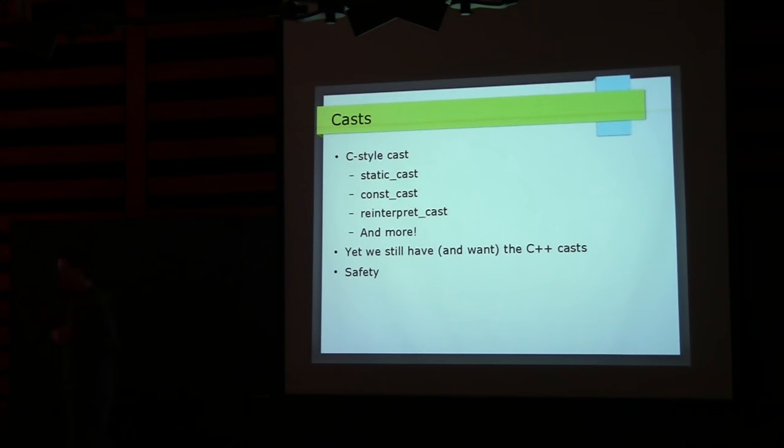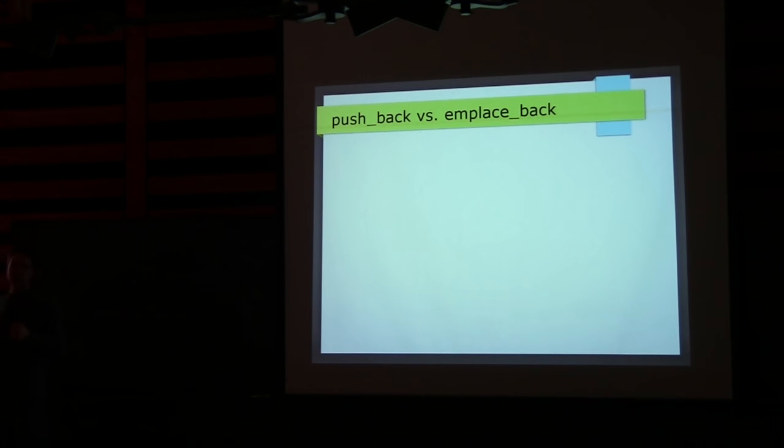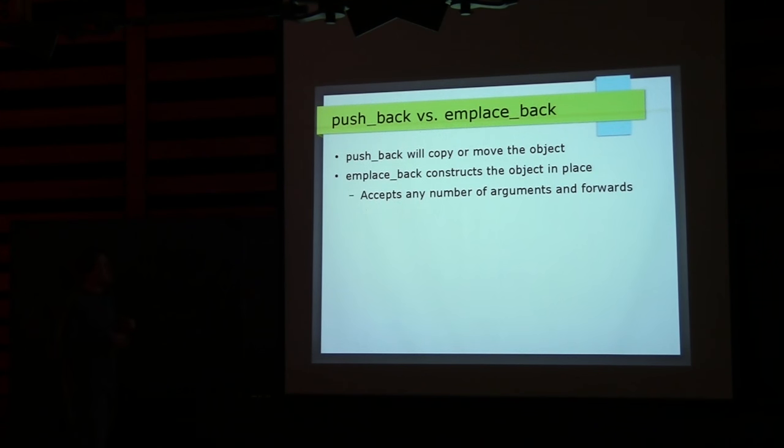So pushback and emplaceback have a colorful history since C++11. I have read a lot of advice when C++11 first came out of prefer emplacement to insertion, prefer emplaceback to pushback. And recently people have started to question that advice. Now the general idea is that pushback will copy or move your object, and emplaceback constructs the objects in place. This is the traditional definition of what these two functions mean. Emplaceback accepts any number of arguments and forwards. So with pushback, you'd have to make a call like this, and emplaceback looks more like this.